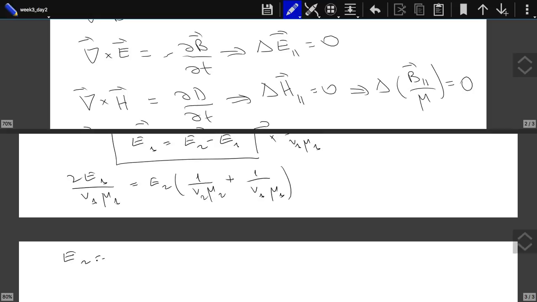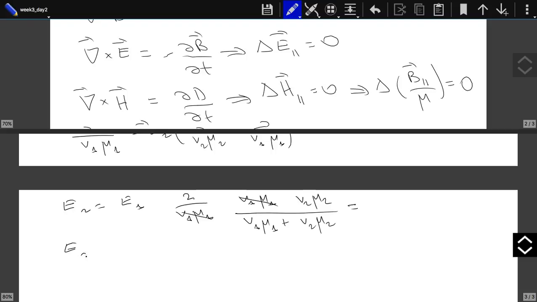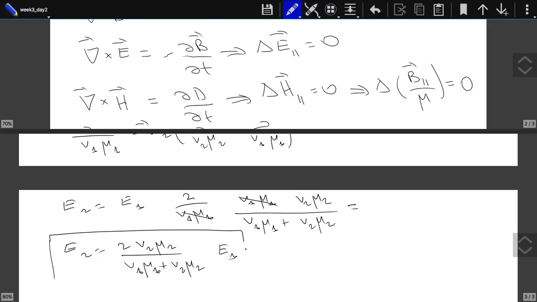So E2 should be equal to E1 times 2 over V1 mu1 times V1 mu1 V2 mu2 over V1 mu1 plus V2 mu2. Well, these cancel, so E2 is equal to twice V2 mu2 divided by V1 mu1 plus V2 mu2, times E1. So we know how much of it is transmitted.